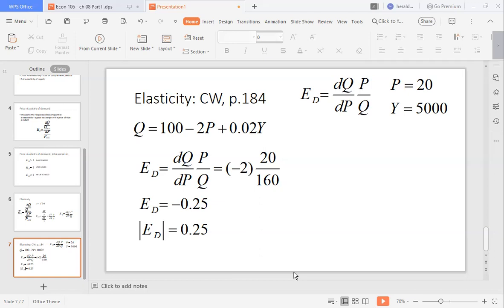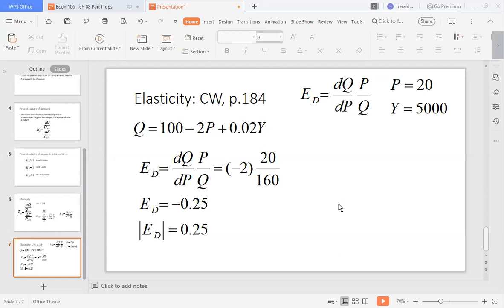Which part do you want me to go over? Sige, I'll just briefly go into yung pagkuha po ng 0.25.